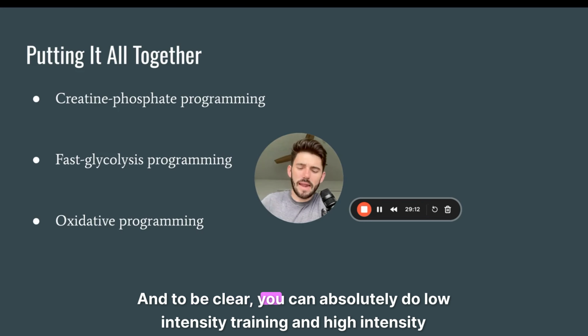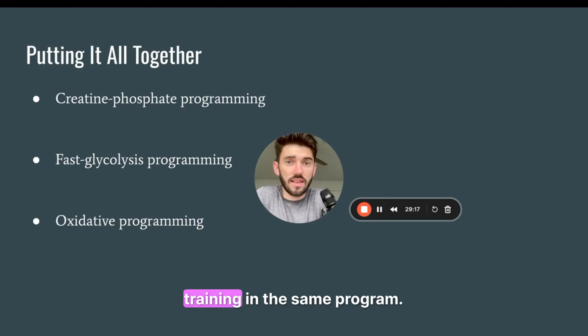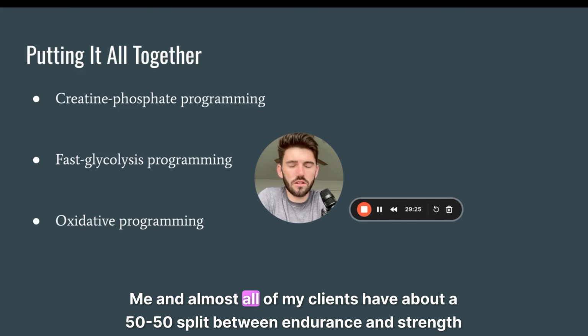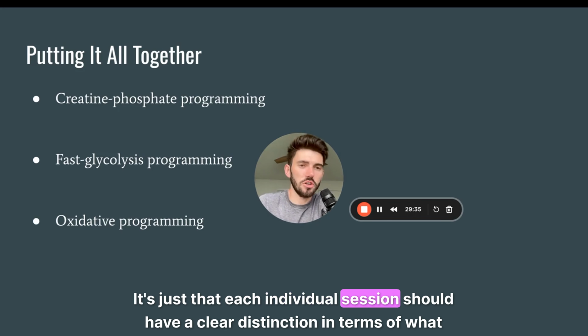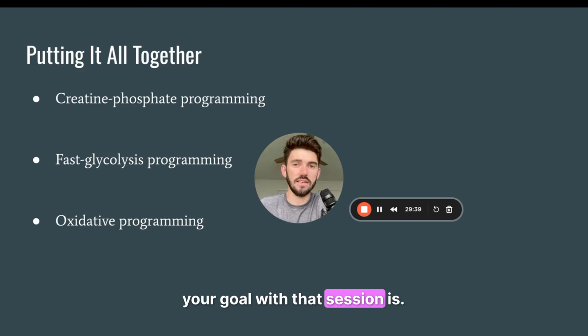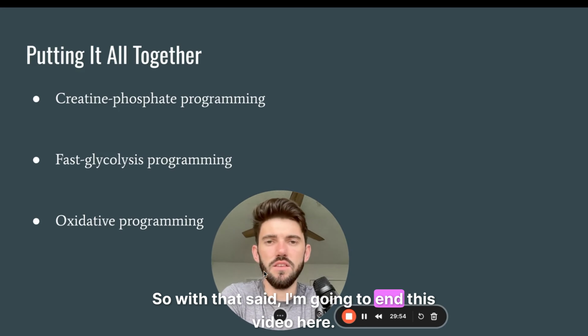And to be clear, you can absolutely do low intensity training and high intensity training in the same program. Me and almost all of my clients have about a 50-50 split between endurance and strength training. It's just that each individual session should have a clear distinction in terms of what your goal with that session is.